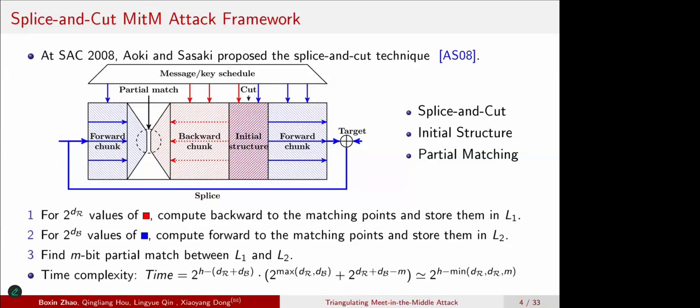Specifically, DR and DB represent the degrees of freedom of the neutral words. We first compute 2 to the DR values backward to the matching point and store them in hash table L1. Then compute 2 to the DB values forward to the matching point and store them in L2. And finally, find n-bit partial matching between L1 and L2 to complete the attack. The time complexity will be about 2 to the power of h minus min of DR, DB, and m.